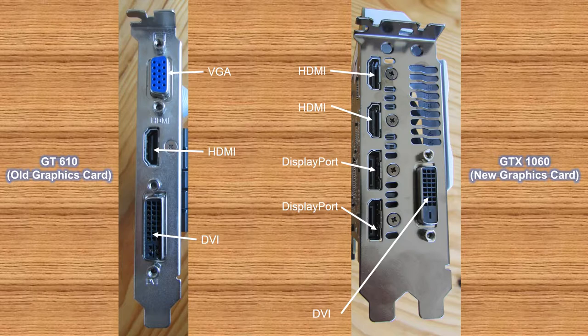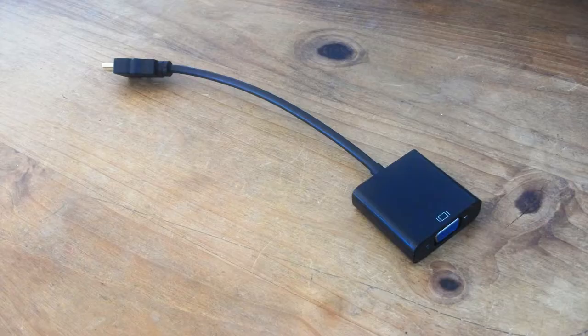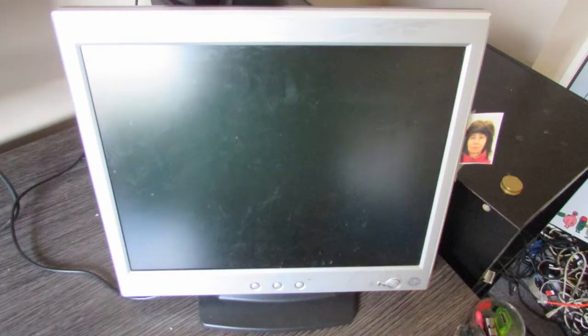On the GT 610 we have 1 VGA port, 1 HDMI port, and 1 DVI port. On the GTX 1060 we have 2 HDMI ports, 2 display ports, and 1 DVI port. As you can see, the new graphics card does not have a VGA port, so I will need to use this HDMI to VGA adapter to run this old 2004 Packard Bell 1024x768 VGA monitor. Let's remove the old graphics card.